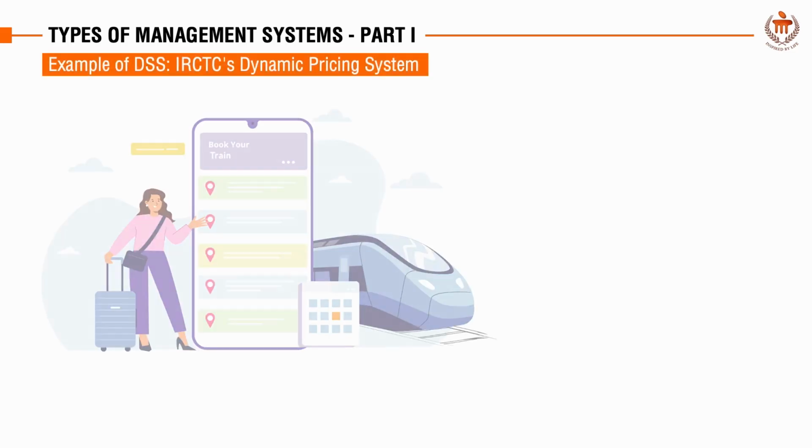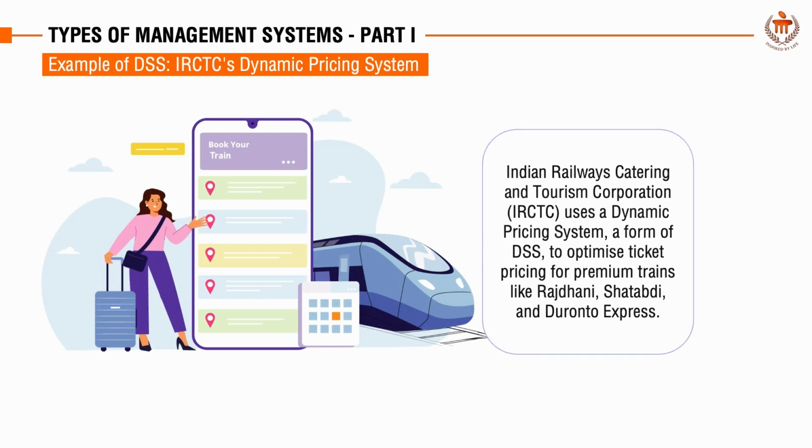Let us see an example of DSS. IRCTC's Dynamic Pricing System. Indian Railways Catering and Tourism Corporation, IRCTC, uses a dynamic pricing system, a form of DSS, to optimize ticket pricing for premium trains like Rajdhani, Shatabdi, and Duronto Express.